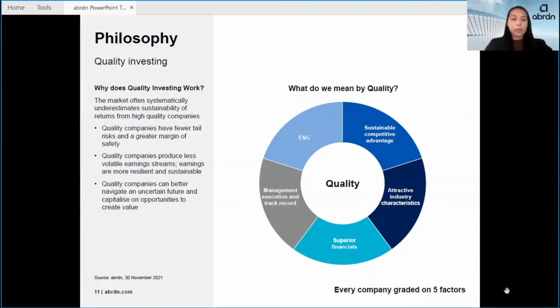And then the fifth factor is ESG. As I mentioned, this is highly embedded in our investment process. We don't only look at ESG as something before we invest in a company, but we look for companies that will be progressive, continuously working to improve their ESG standards, because we believe that these things are financially material to each company and not just something that they say that they do. So that is the summary of our investment philosophy of quality investing.